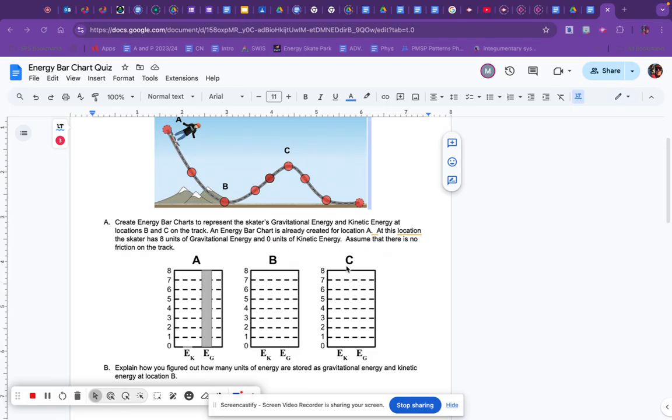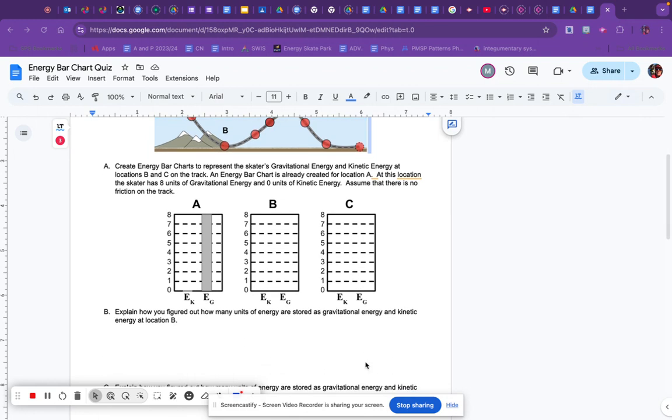Position C, okay, that's the one that's kind of different. You're going to have to use your colored pencils to write in the energy bar charts, okay? So is the skater still moving? And does the skater still have potential energy? Kinetic energy is movement, and gravitational, in this instance, is potential. So it needs to be above ground to have potential.